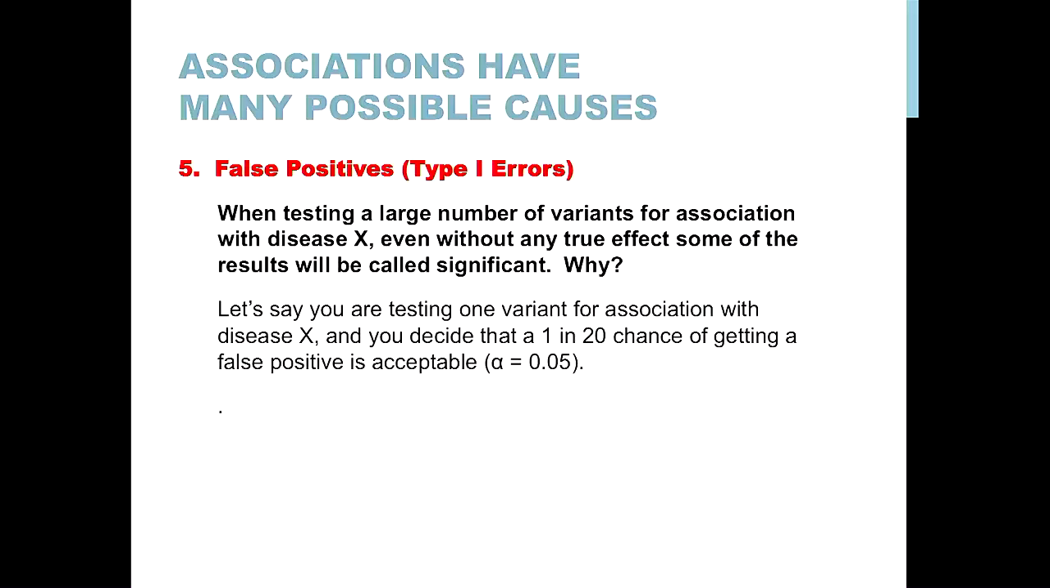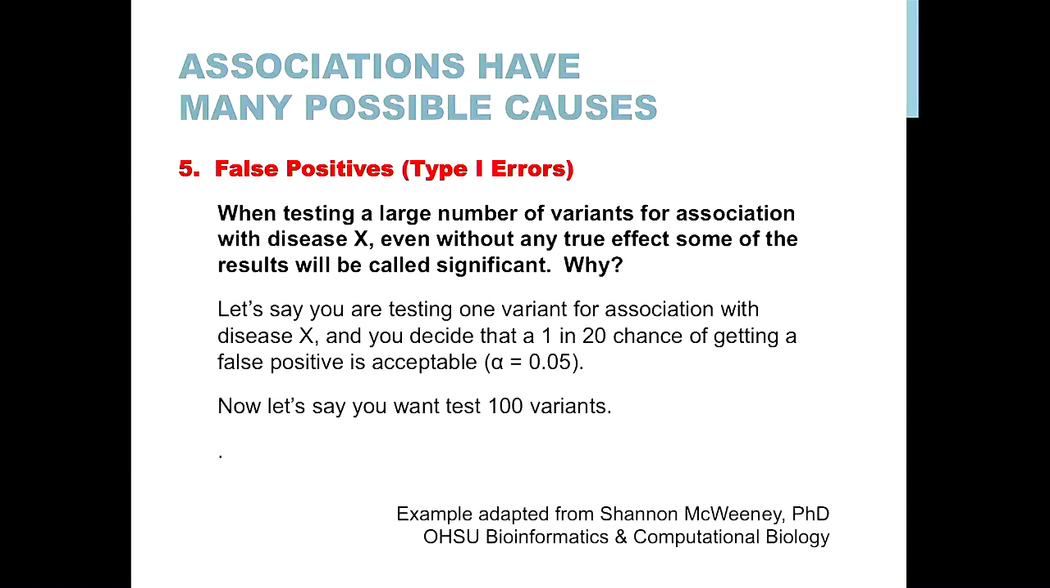So let's say you're testing one variant for association with disease X, and you decide that a 1 in 20 chance of getting a false positive is acceptable. In statistical lingo, we call that an alpha of 0.05. This is also generally used in the biological literature as an acceptable standard. At the outset of your study, you say we have a 1 in 20 chance of getting a false positive, and we live with that. It's the price of doing science.